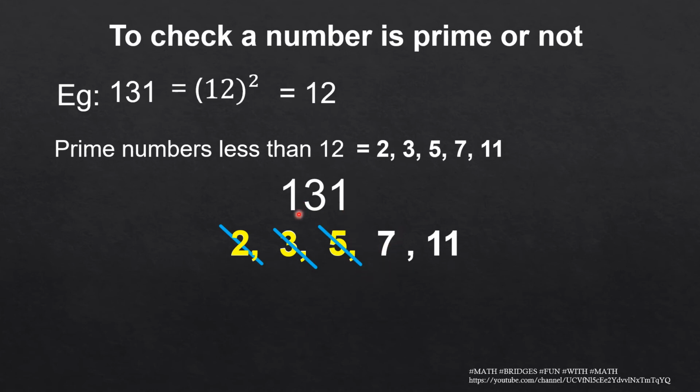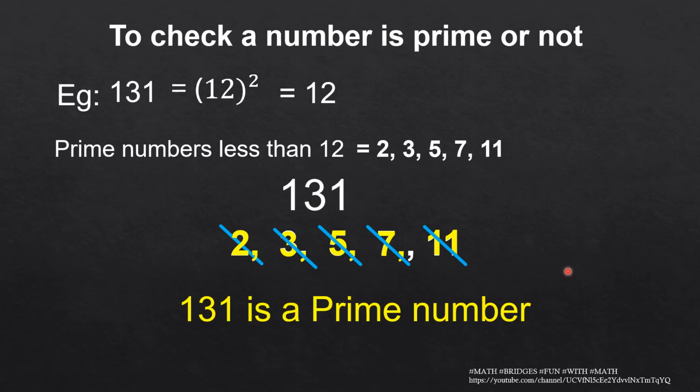Now 7. 7 also you can check. 7 ones are 7. So how much is remaining? 8, 9, 10, 11, 12, 13. So this is also not divisible. So ruled out. 11 also is not divisible. You can check. 11 ones are 11, 2 carry over. It will not go. So it did not satisfy, which means 131 is not divisible by any of these numbers. So 131 is a prime number. Hope this will be a very easy method for you to find out.